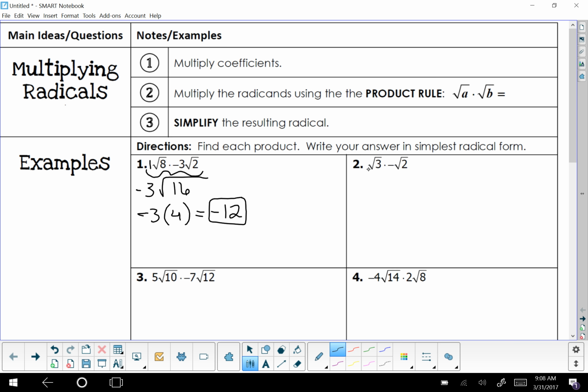So for this one, there's a 1 here, -1 there. So the answer on the outside is -1. Multiply the inners, 6. Nothing comes out. You could also write this as negative square root 6.